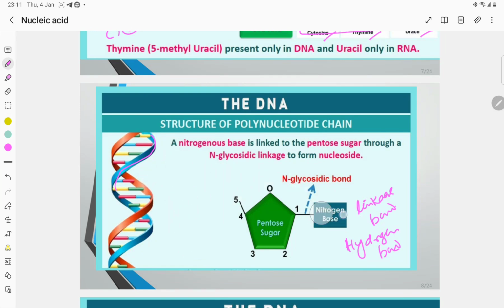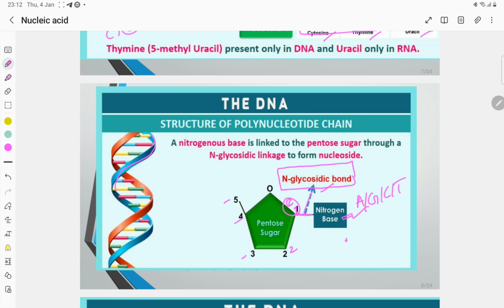Apart from the hydrogen bond, other bonds are present that we need to discuss. Now, what is the first one? That is the N-glycosidic linkage. This is the type of bond which occurs between the first carbon of the pentose sugar and the nitrogen base. Because if you do the numbering 1, 2, 3, 4, 5, then at carbon 1 there will be a bond formation. With what? With the nitrogen base. The nitrogen base may be adenine, guanine, cytosine, or thymine. So this bond is called the N-glycosidic bond.